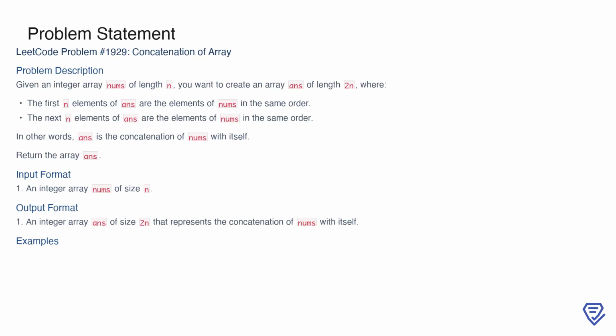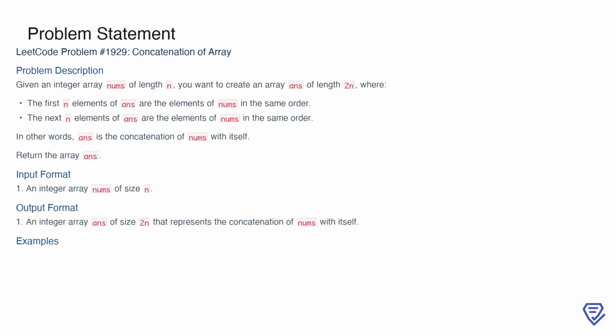In this problem, we are tasked with creating a new array by concatenating an existing array with itself. Specifically, you are given an integer array called nums with a length of n. The goal is to generate a new array ans that has a length of 2n. The first n elements of this array ans should be the same as the original array nums, and the next n elements should also be the same as nums. Essentially, ans is just nums repeated twice, or concatenated with itself. The function you write must compute this array ans and return it.